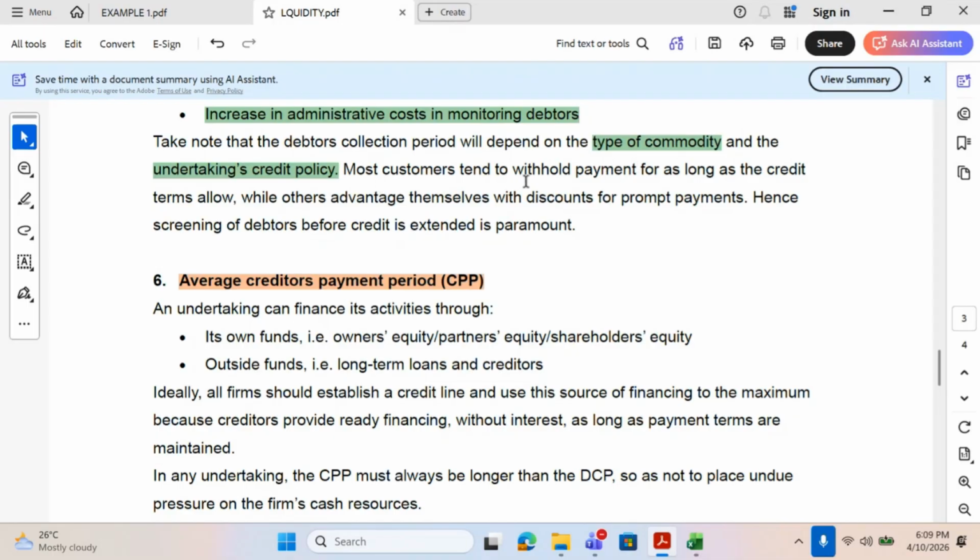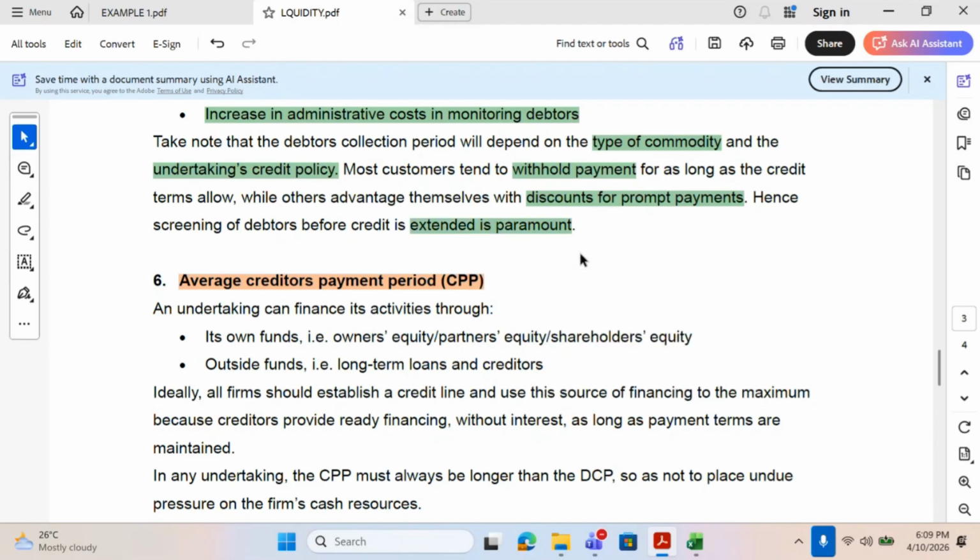Most customers tend to withhold payment for as long as credit terms allow, while others take advantage of discounts for prompt payments, hence screening of debtors before credit is extended is paramount.